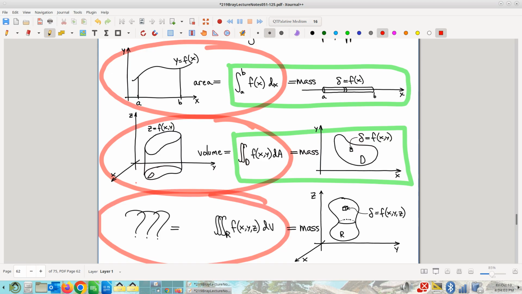For a single integral, we get a two-dimensional picture. Double integral, three-dimensional picture. Triple integral, the pattern would continue. You should expect this to be a four-dimensional picture, which you cannot visualize. We are mere three-dimensional critters. You just can't do it. Our brains don't work that way, right? So, problem. Right?